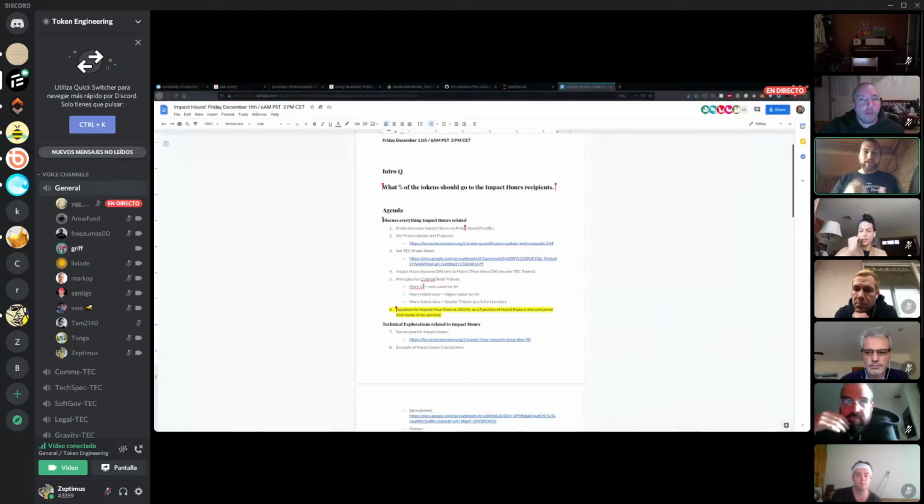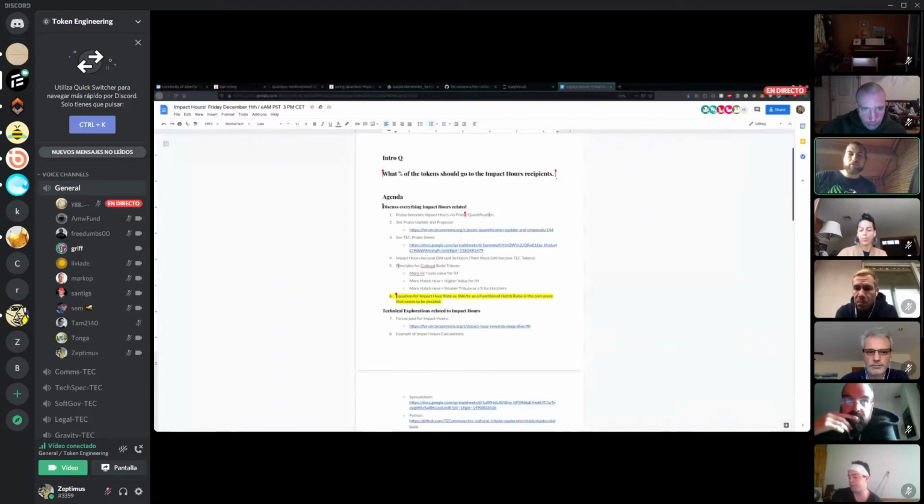Then what will happen is these impact hours will end up with a DAI amount. And I like to talk about it in DAI because it's easy to understand. But what's really going to happen is that DAI is going to be converted into TEC tokens, and that's what you'll end up getting. Nobody with impact hours will end up getting DAI. They will all end up getting TEC tokens.